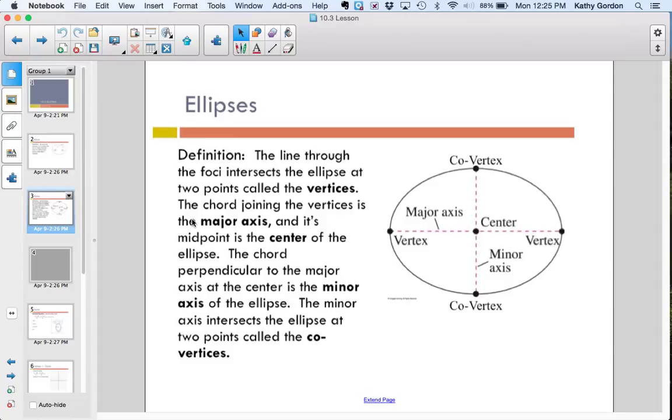And it's not showing it to you here, but the foci would be along this major axis as well. So they'd be in here somewhere. Okay, so the vertices and the foci are along the major axis, and then the minor axis is perpendicular to that through the center. Vertices are at the ends of the major axis. Co-vertices are at the ends of the minor axis. Okay?